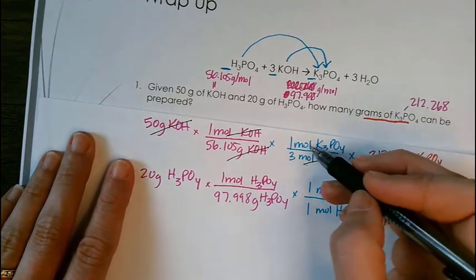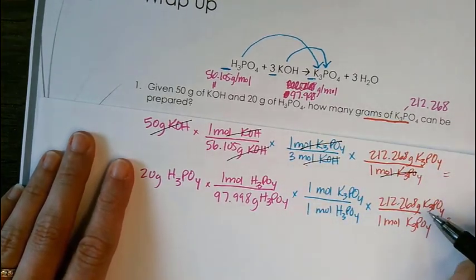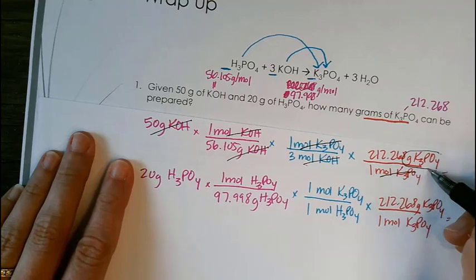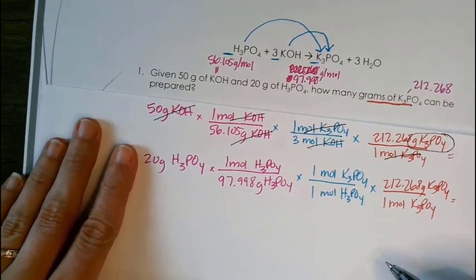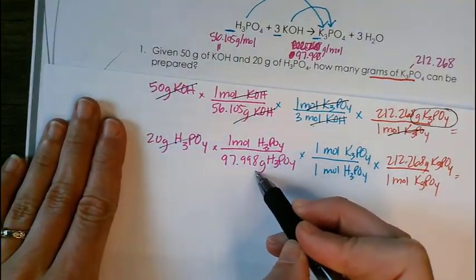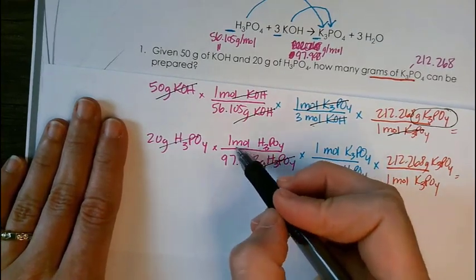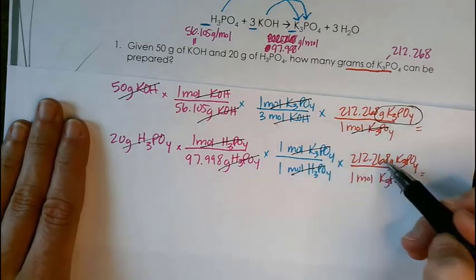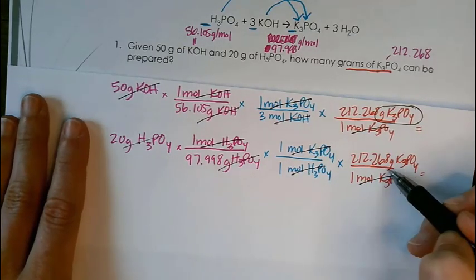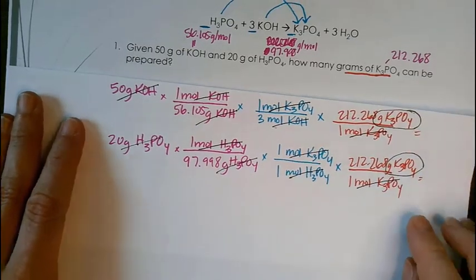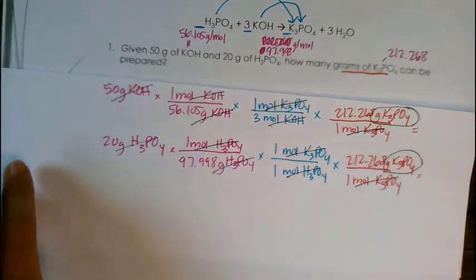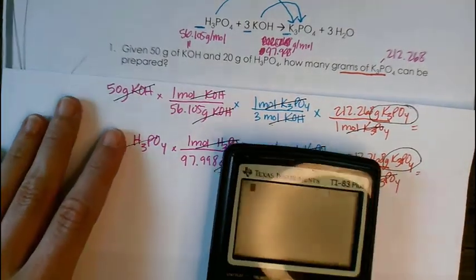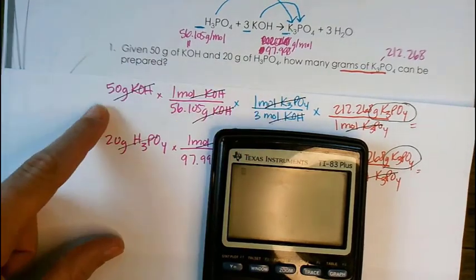And then I do like to go back and check to make sure everything cancels. Grams of KOH cancels. Moles and moles of KOH cancel. Moles and moles of K3PO4. I'm going to be left with grams of K3PO4. Here, grams and grams of H3PO4. Moles and moles of H3PO4. Moles and moles of K3PO4. And again, I'm left with grams of potassium phosphate.